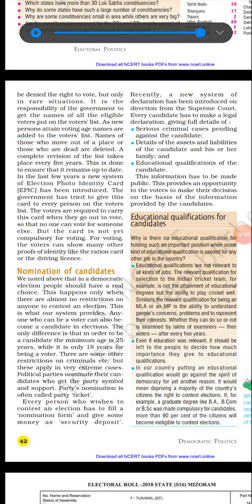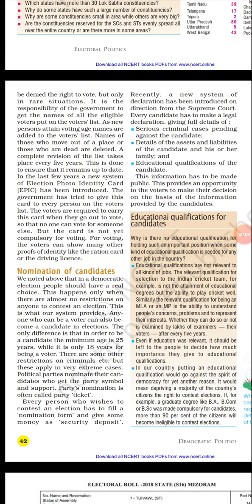Morning students, let's continue our chapter. Today we will discuss nomination of the candidates. First we have discussed electoral constituency, that how the area has been divided into electoral constituencies. Then in those electoral constituencies, certain seats are reserved for the backward classes in order to get elected, right, in order to contest an election.